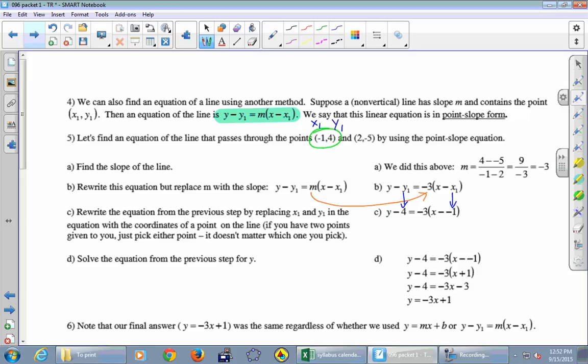And this is really where things get tricky, because in the other problem, we change the x and the y into negative 1 and 4. But in this problem, the x and the y stay x and y the entire time, and it's x1 and y1 that get changed to numbers.